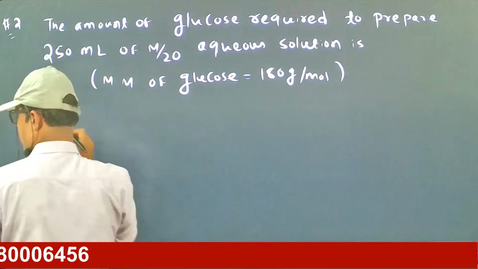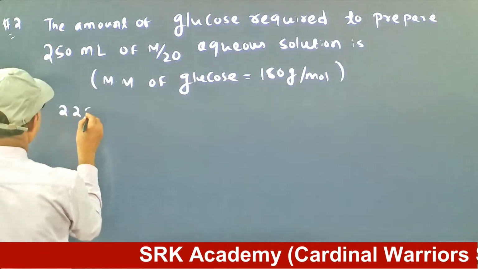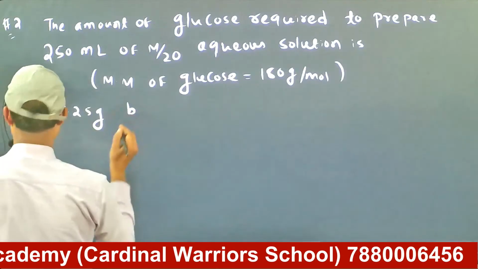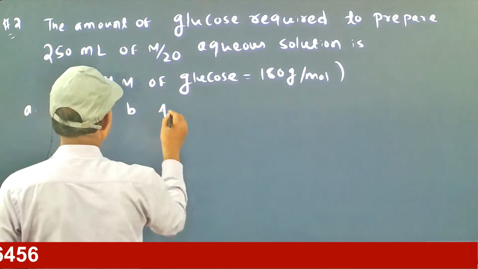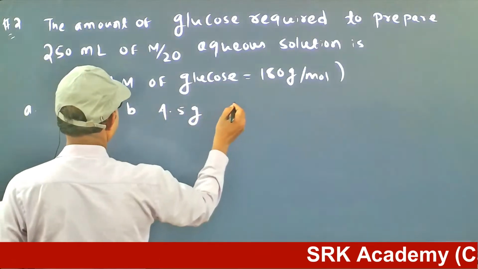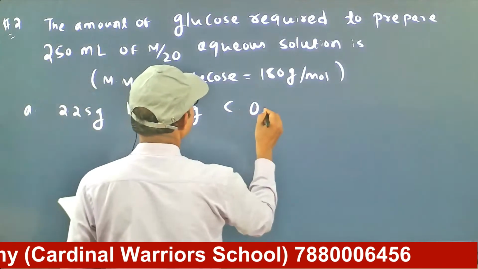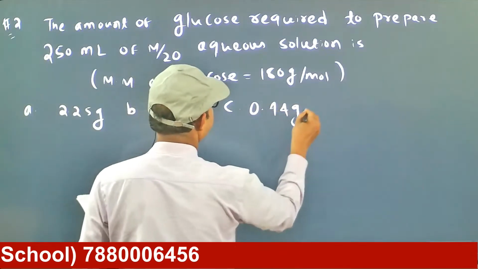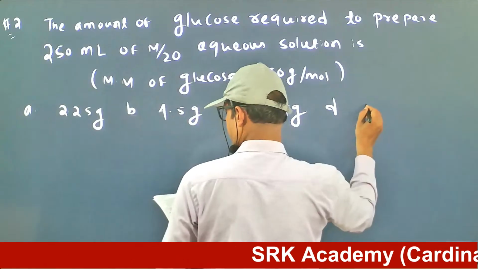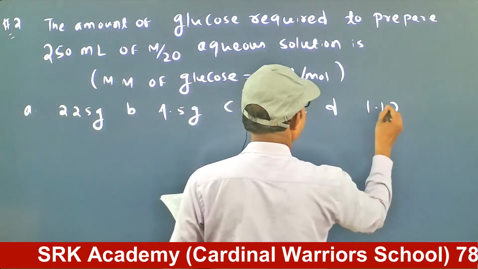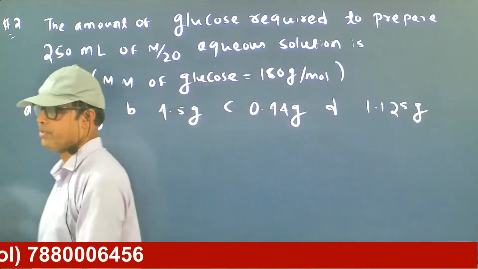So there are four options. Option A, 2.25 gram. Option B, 4.5 gram. Option C, 0.44 gram. Option D, 1.125 gram. So which one is the right option?